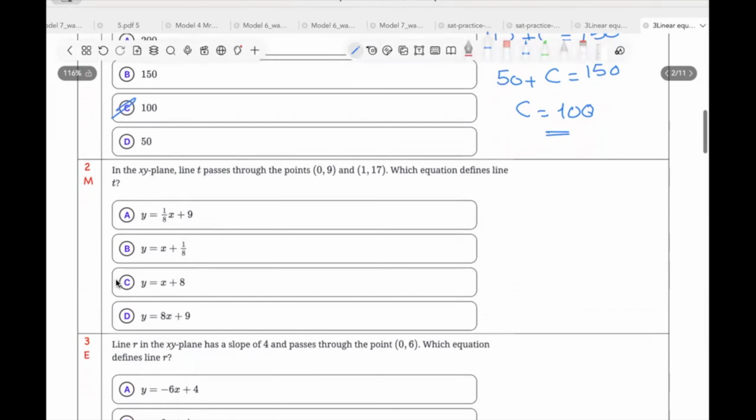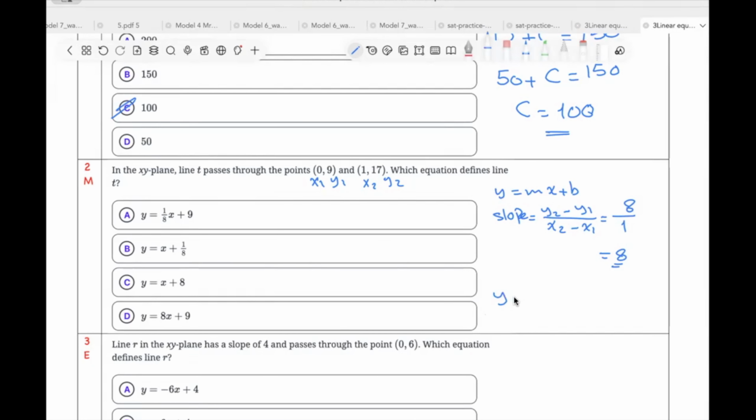Question 2. In the xy-plane, line t passes through the points (0, 9) and (1, 17). Which equation defines line t? In this question, you can find the slope, as you know that y equals mx plus b. This is x1, this is y1, this is x2, and this is y2. So the slope equals y2 minus y1 over x2 minus x1. So it will be 17 minus 9, which equals 8, over x2 minus x1, which equals 1, so the slope is 8.